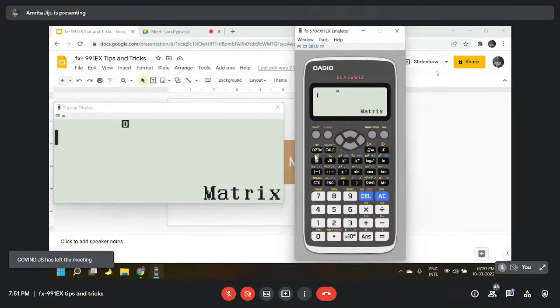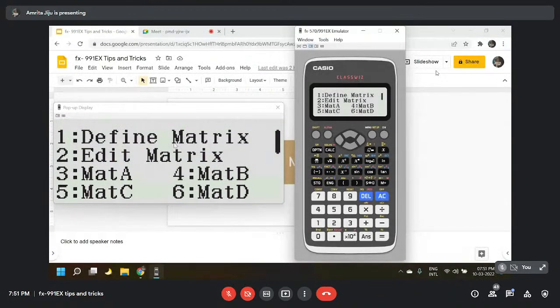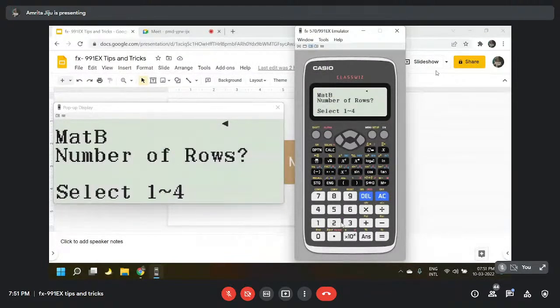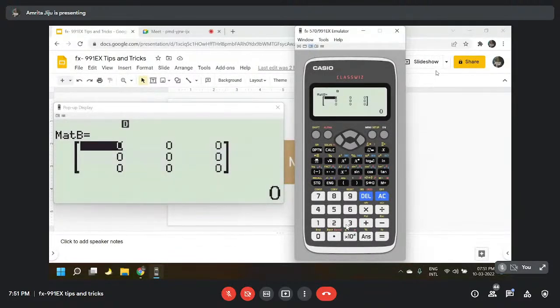Now, for defining the next matrix, the procedure is a bit more complicated. You go to the options. Now you see the first option is define a matrix. So you click 1. Now you go to matrix B, click 2. It asks you the number of rows and columns, let's say 3 by 3. And this time I'm going to add some negative numbers as well. Let's say 1, -4, 3, 2, -5, -7.